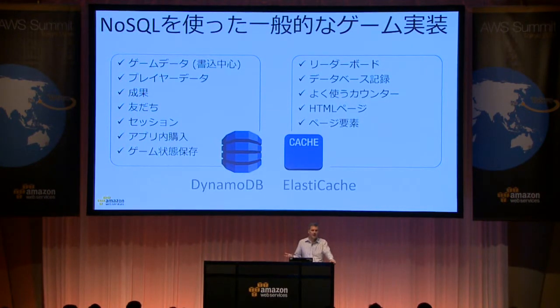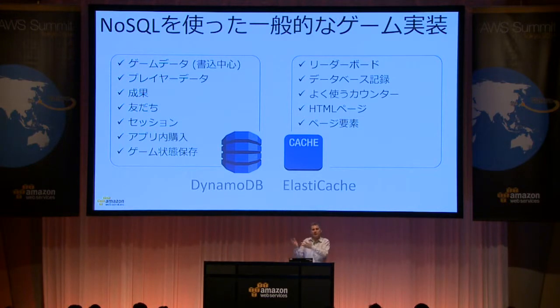On the caching side, because it is a cache and you don't want to depend necessarily on the durability of that data, transient data is very popular in Elasticache. Leaderboards, database records, loading from a relational database into the cache to offload that pressure from the database and give a better read experience. Hot counters, very popular in Elasticache.